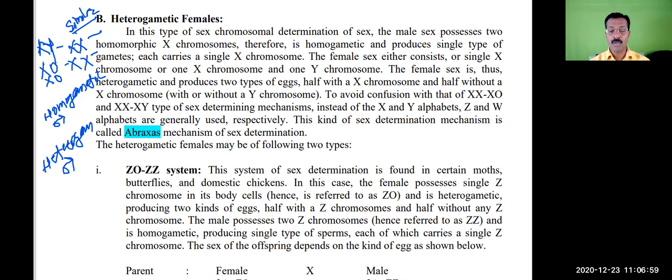Now here, to avoid complications in understanding, these alphabets X and XY have been changed to Z and ZW. The alphabets are substituted by Z and ZW, and this one is called Abraxas. So this one is nothing but the phenomenon in which heterogametic females are there, and this is called Abraxas.